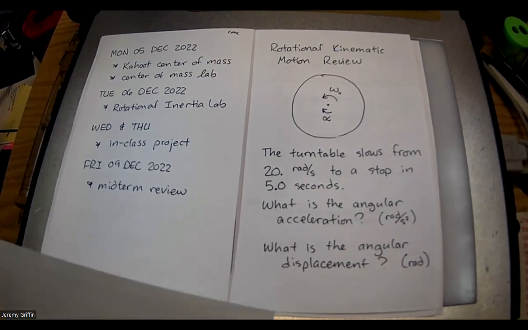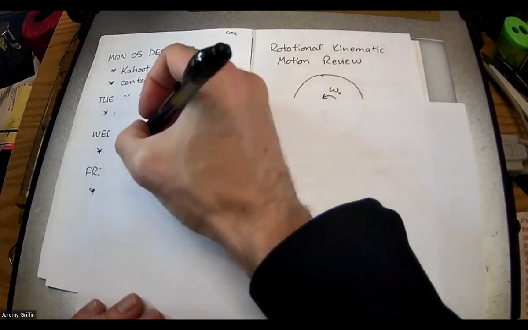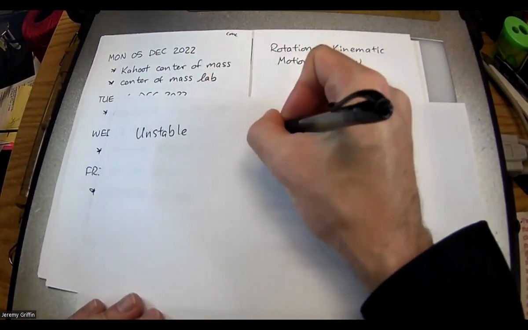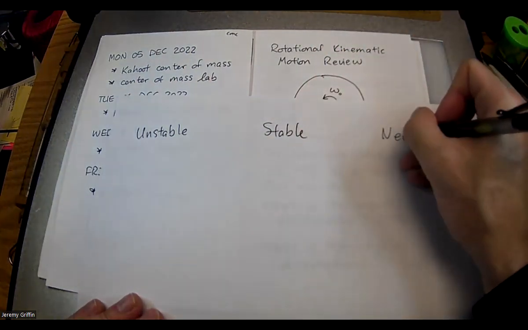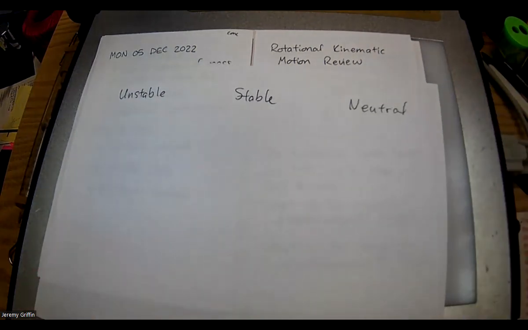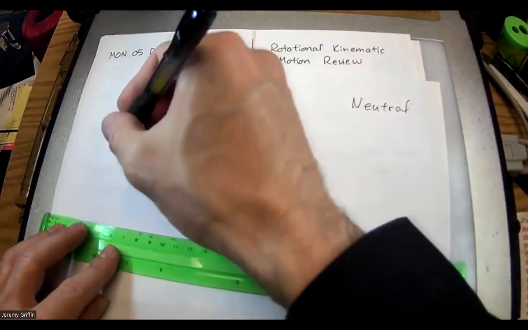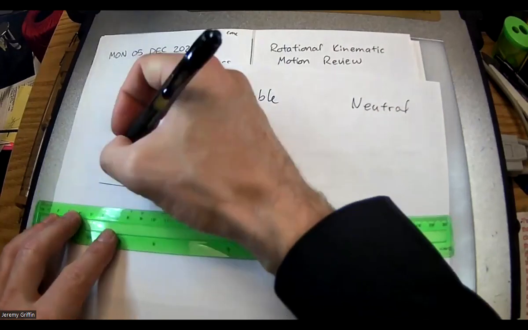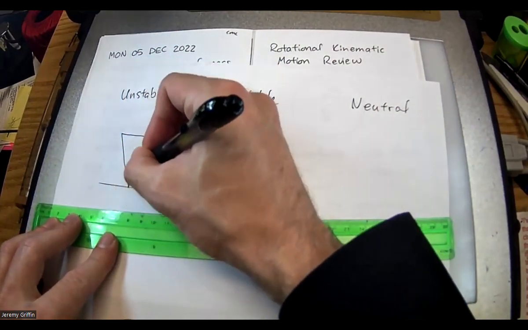But going into that, I still need to tell you guys about different kinds of equilibrium. Let's look at unstable, stable, and neutral. What would make something stable or unstable? What makes something unstable is if any motion would cause its center of mass to move downward, right?